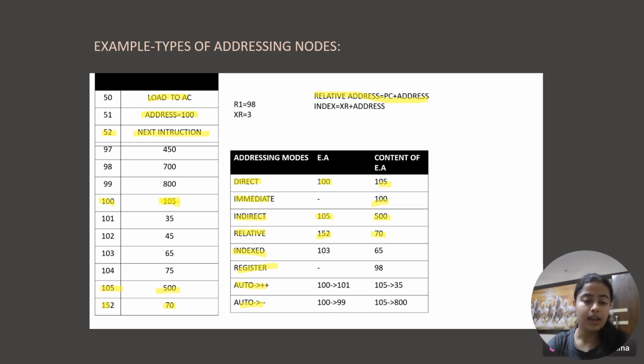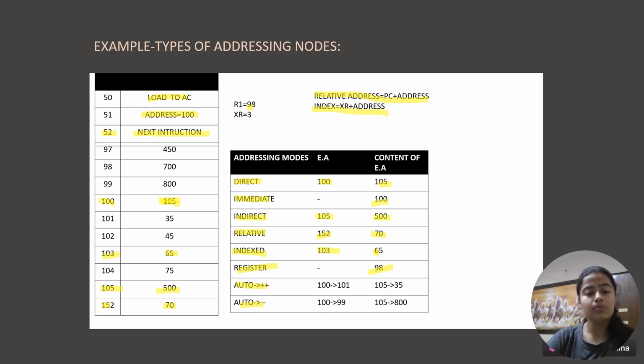Coming to the indexed, indexed is again represented as the sum of XR and the address. The address was given to us as 100 and XR was given to us as 3. So 100 plus 3 gives us 103, wherein at the 103 location the content is 65. So here is the 65. Registers, as I told you, is the direct one. Whatever value is stored is directly located at that position, that is your 98.